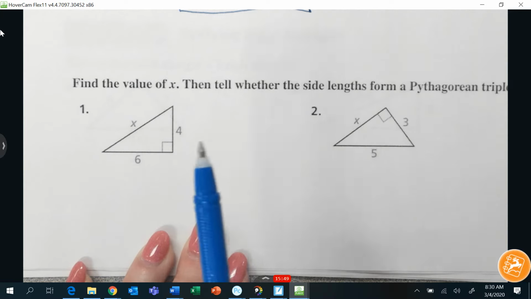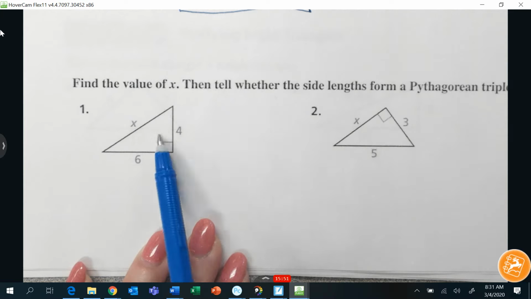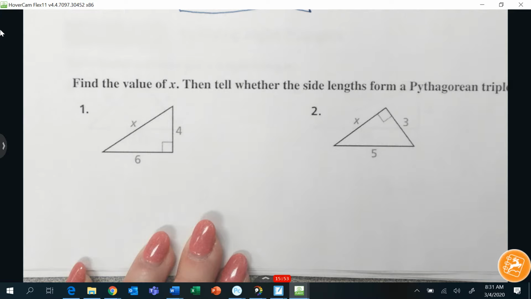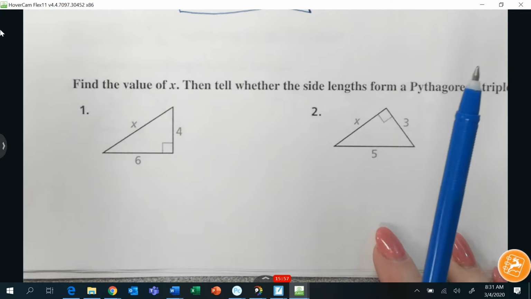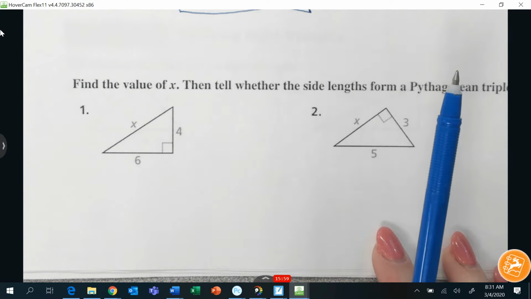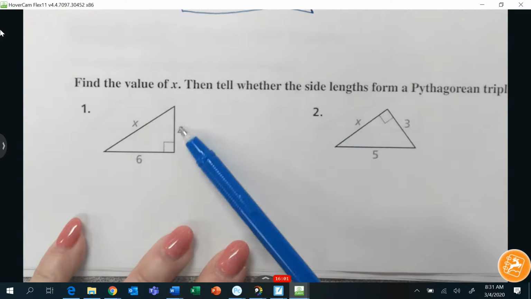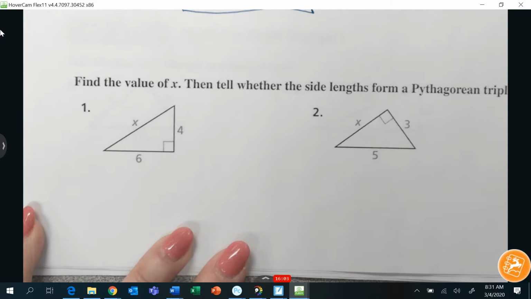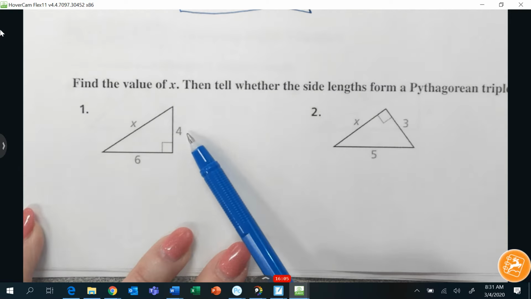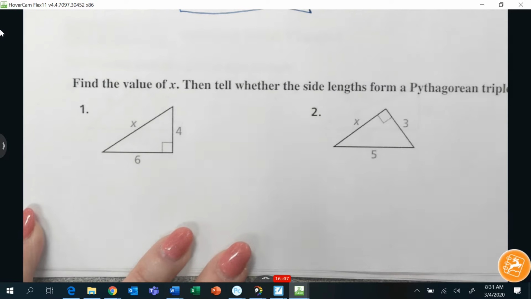All right, here's some just review. Number 1, is it a triple? If you're not sure, you can go scroll back. Is there a triple that has 2 legs, a 4 and a 6? Or maybe they reduce. Maybe the 2 legs are a 2 and a 3. Any triples that have 4 and 6 or 2 and 3? Nope. This is not a triple.